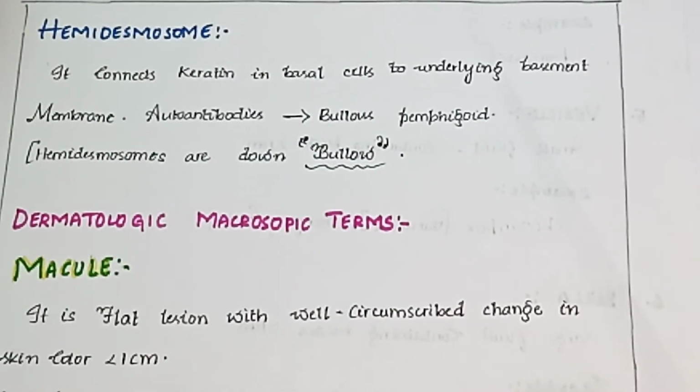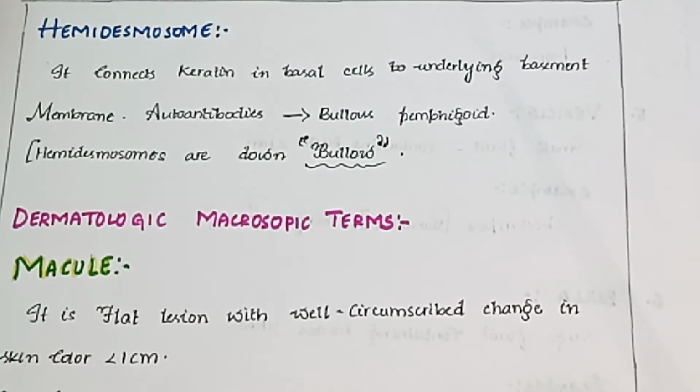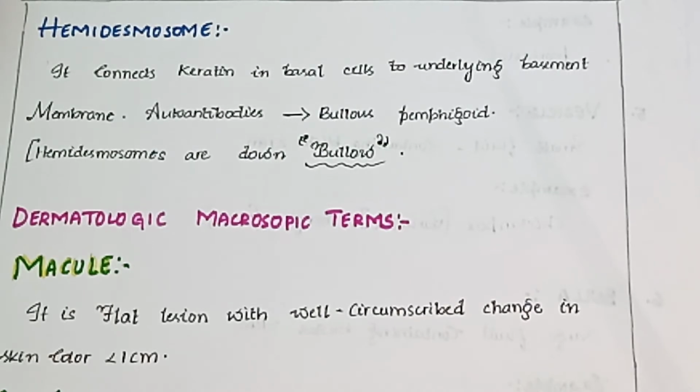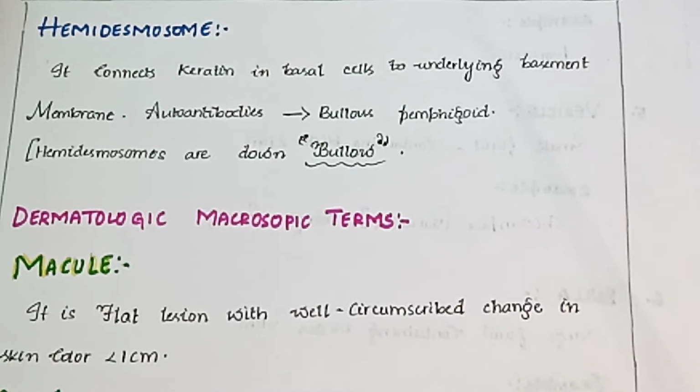The fifth epithelial cell junction is hemidesmosome. It connects keratin in basal cells to the underlying basement membrane. Autoantibodies lead to bullous pemphigoid. Hemidesmosomes are down below. Now let us see the dermatologic macroscopic terms.